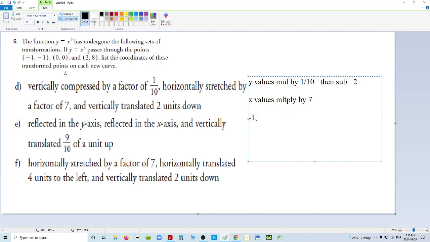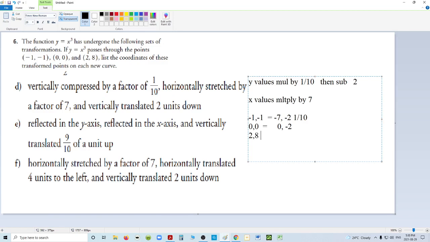So that means if I take those values of -1, -1, when I multiply by a tenth, it's -1/10. Subtract 2, it's -2 and 1/10. Now that's the y value. The x value, I simply multiply by 7. So I get -7, -2 and a tenth. 0, 0: the x value stays 0, the y value multiplied by a tenth stays 0, and then subtract 2 becomes -2.